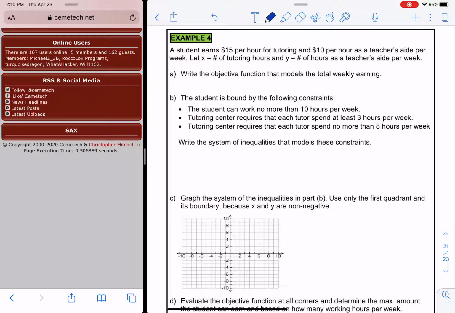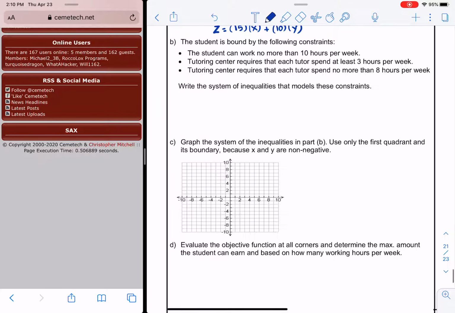Here is an example where a student earns $15 per hour for tutoring and $10 per hour as a teacher's aide per week. X would be the number of tutoring hours and Y is the number of hours as a teacher's aide per week. We want to maximize the money the student is going to make. So the objective function Z would equal $15 per 1 hour of tutoring, so 15 times X, plus $10 per hour as a teacher's aide, so we have Y hours, so we have 10Y.